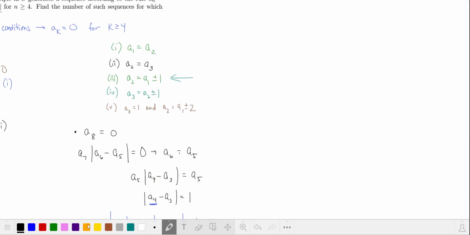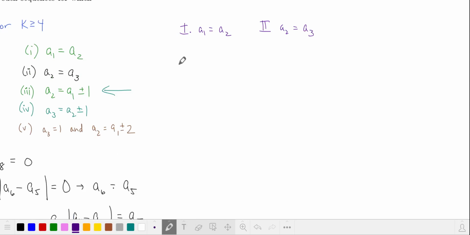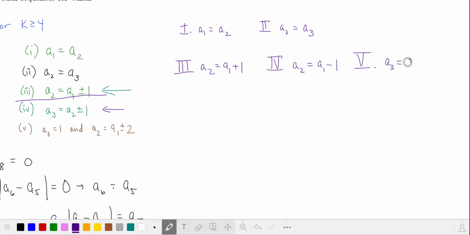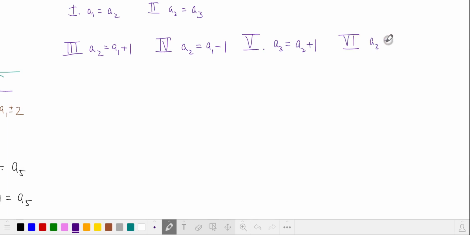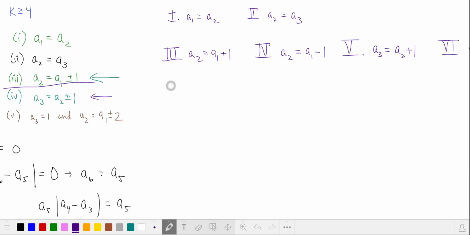Now we need to count all the ordered triples that satisfy these. Let's list these out. These are the first 2. I'm going to break out this third one into 2 separate conditions. So that's a2 equals a1 plus 1 and a2 equals a1 minus 1. We'll count those separately. And same thing for this fourth condition. I'll break it out into a3 is a2 plus 1 and a3 is a2 minus 1. And then condition number 7 is going to be this last one.